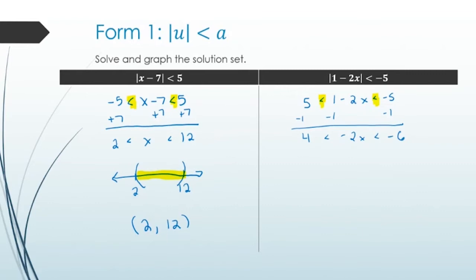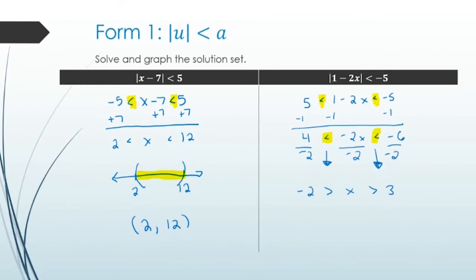Now I'm going to divide everything by a negative, which will reverse the inequality. So I'm dividing everything by -2. So 4 divided by -2 is -2, greater than x, greater than 3.